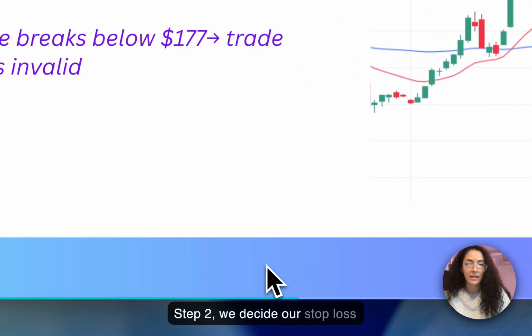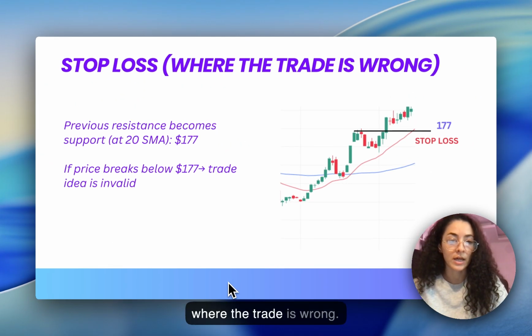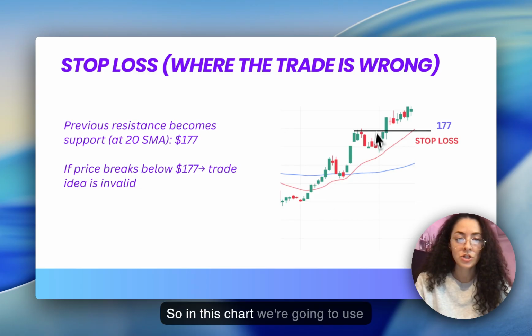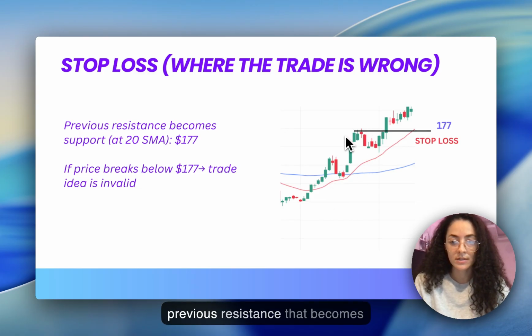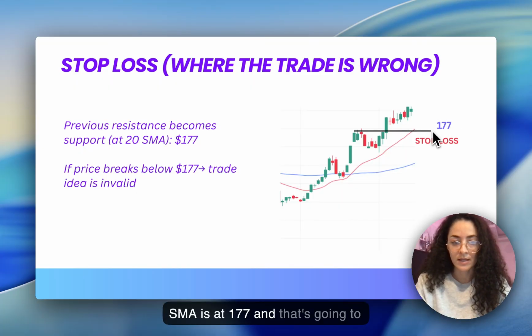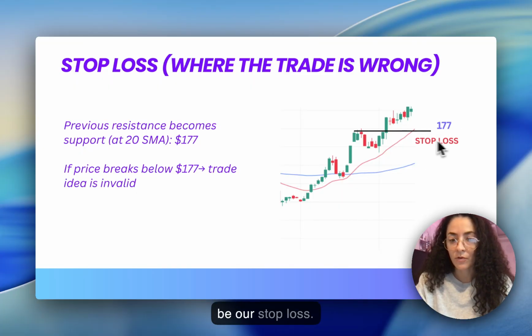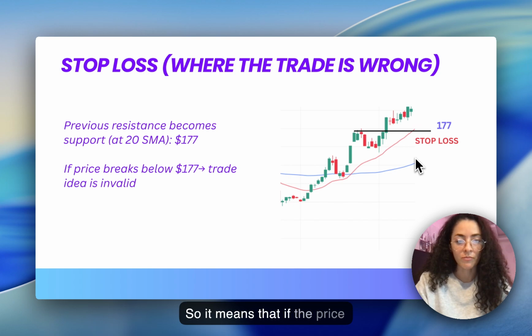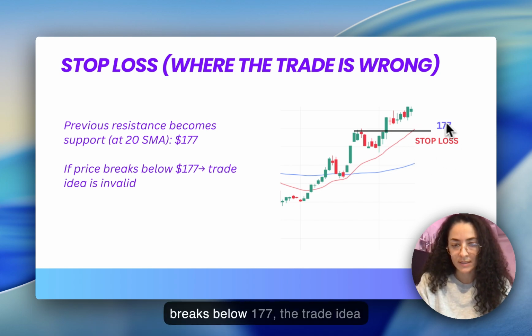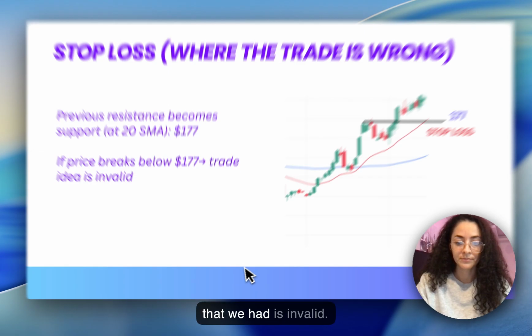Step 2, we decide our stop loss, where the trade is wrong. So in this chart, we're going to use previous resistance that becomes support, more or less where the 20 SMA is at 177. And that's going to be our stop loss. So it means that if the price breaks below 177, the trade idea that we had is invalid.